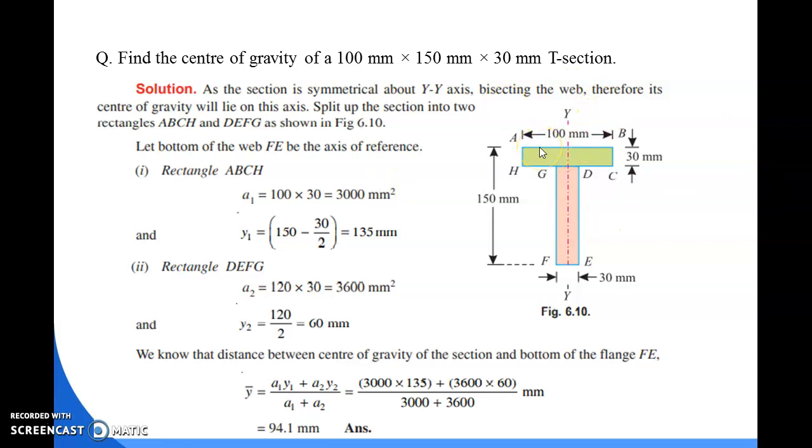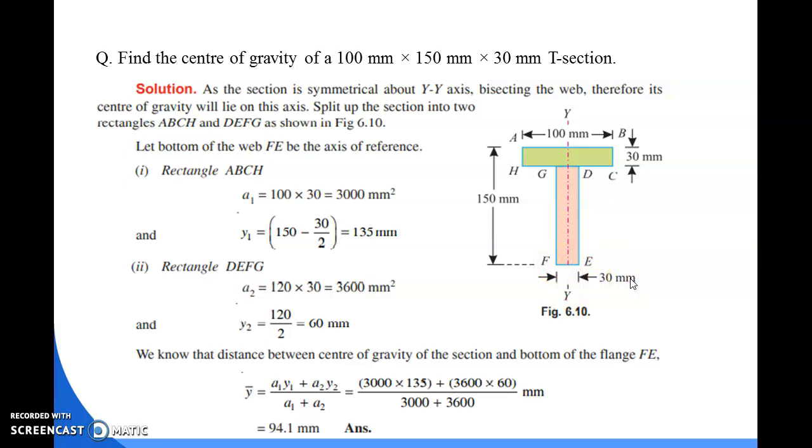the T section is made up of two parts. One is the flange section and the other is the web section. The horizontal one is the flange section and this vertical one is the web section. The dimension of the flange is 100 into 30 mm. So you can see this is your 100 mm, this is your 30 mm, and the total height of the T section is given as 150. That means the height of the web portion is 150 minus 30, that is 120 mm, and the width of the web is given as 30 mm.